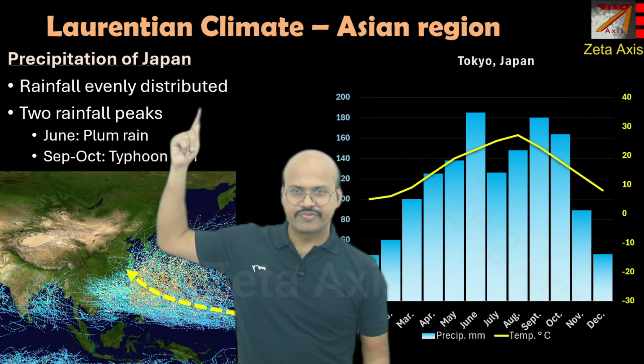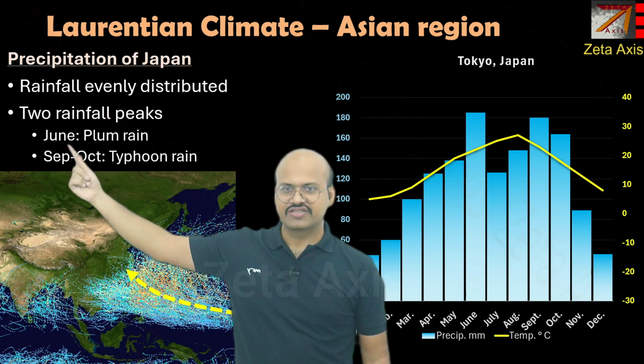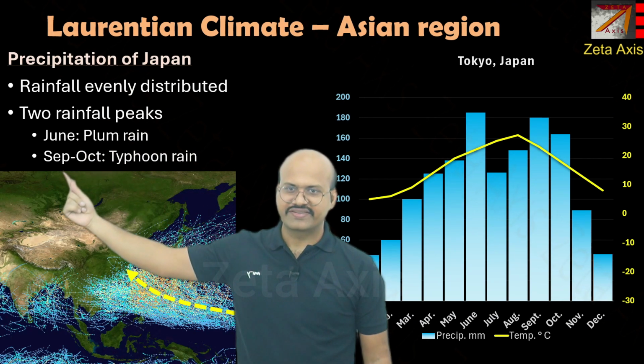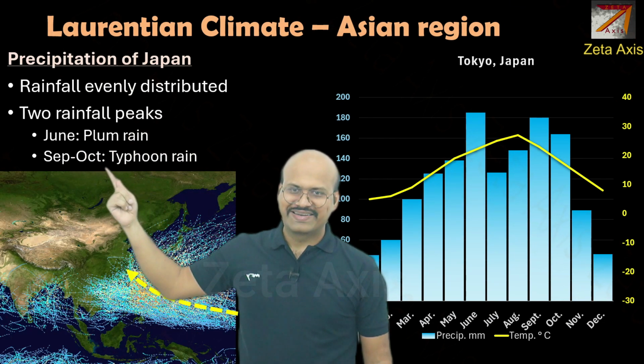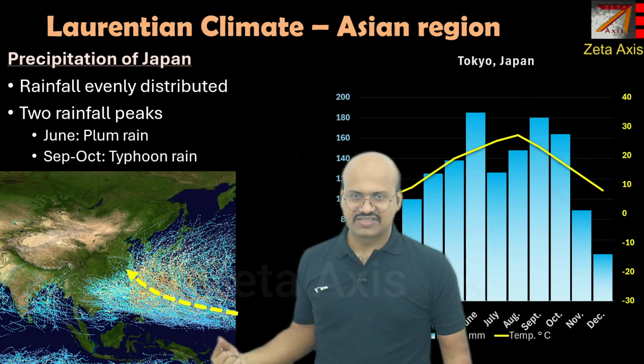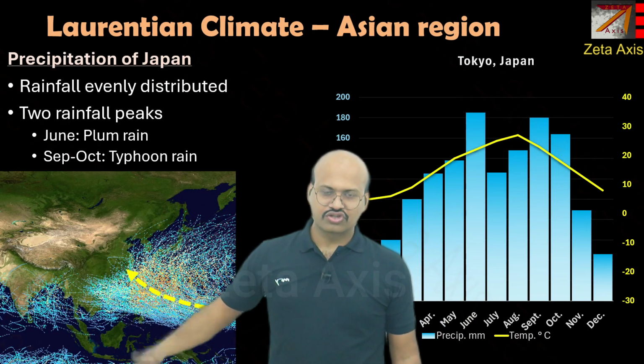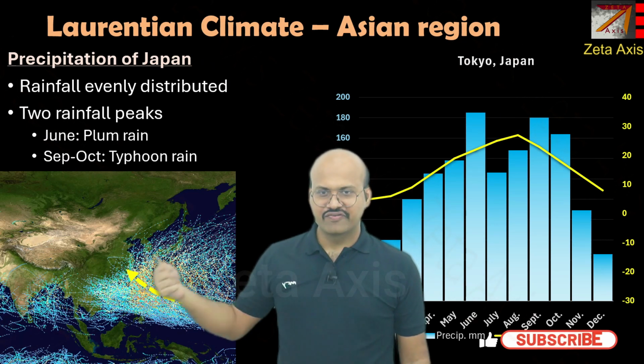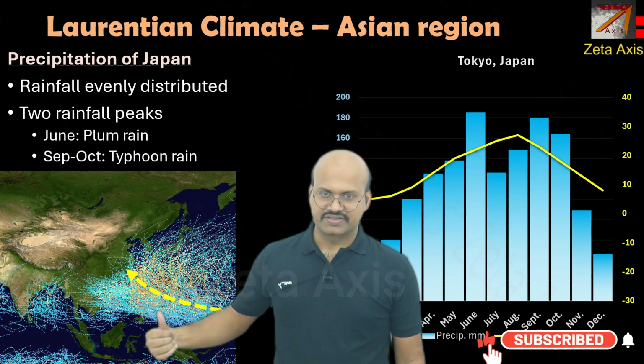Rainfall is evenly distributed and there are two rainfall peaks. First is June, which is called plum rain, and second is September, October, which is called typhoon rain. So here, in fact, in September and October, we also experience typhoons. Because of that also, there is rainfall in Japan in these months.